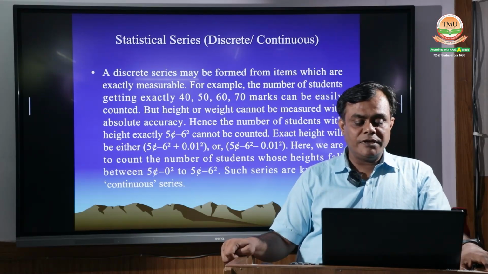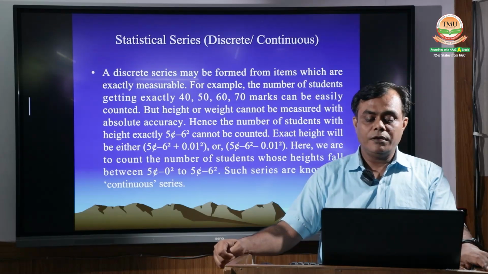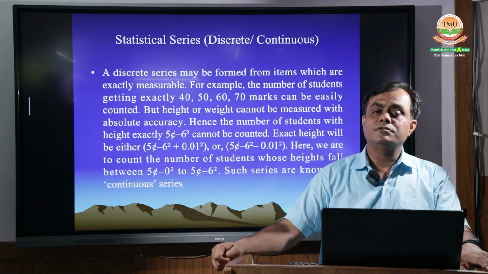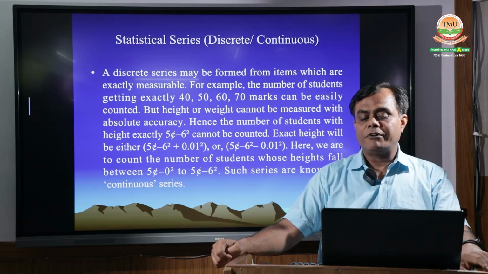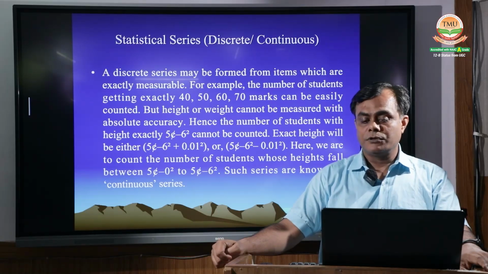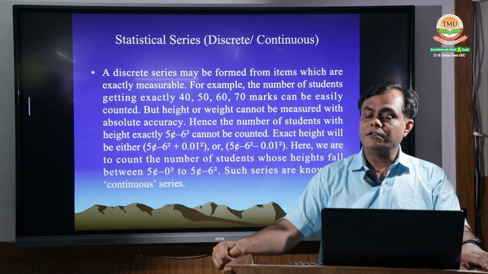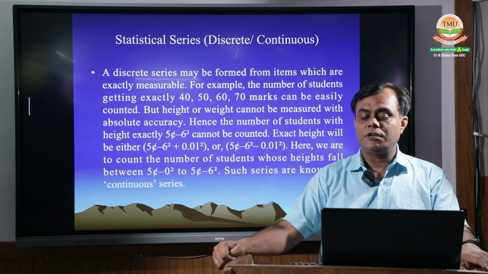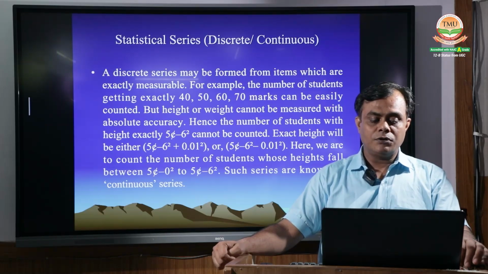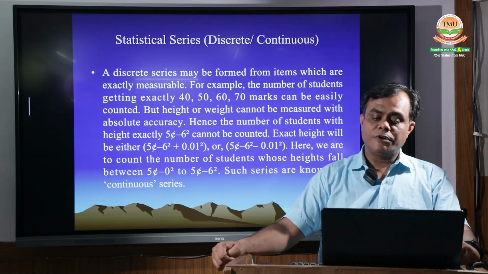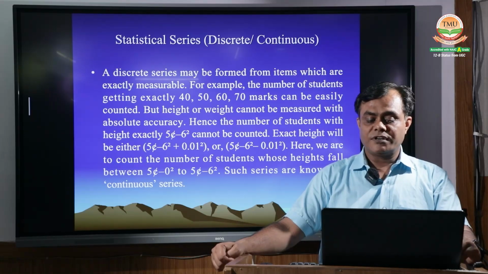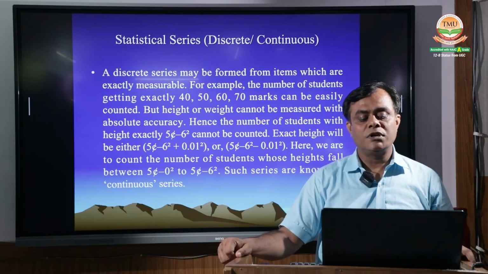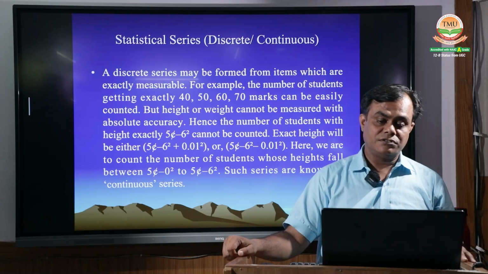Exact height will be either 5 feet 6 inches plus 0.01 inch or 5 feet 6 inches minus 0.01 inch. Here we can count the number of students whose height falls within this range. Such series are known as continuous series.